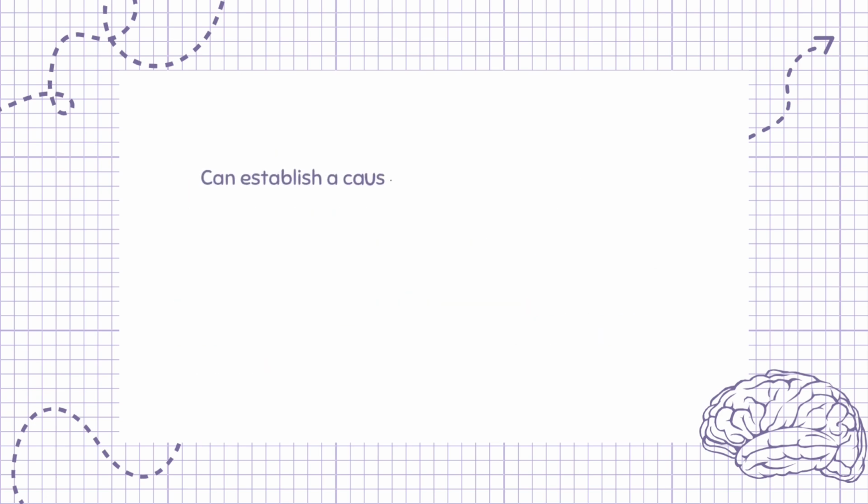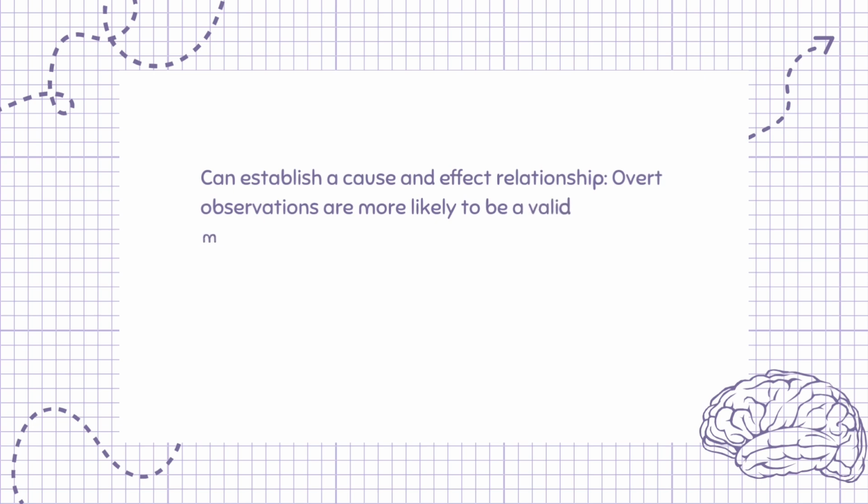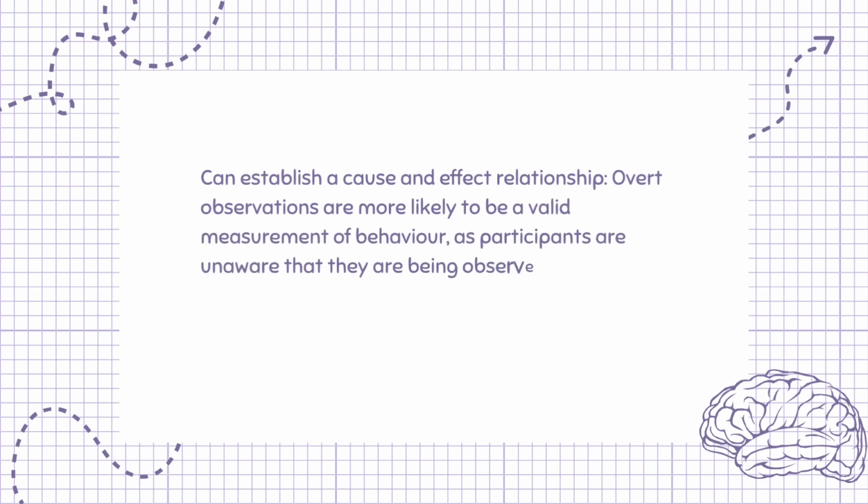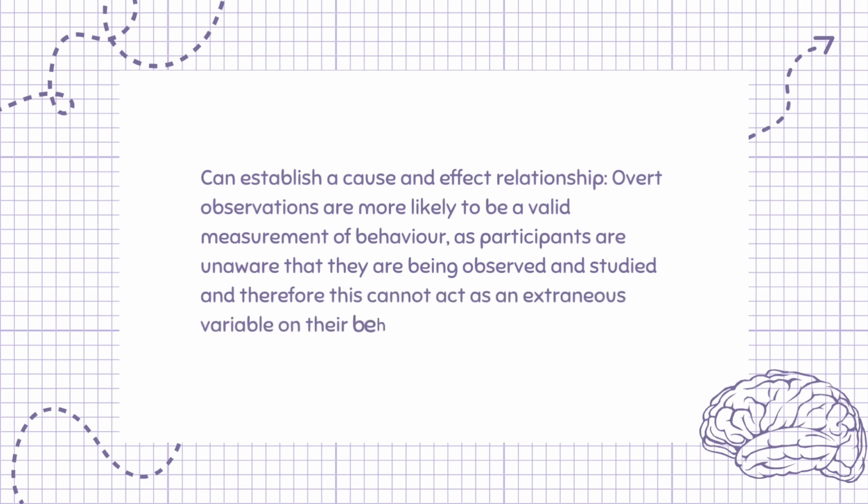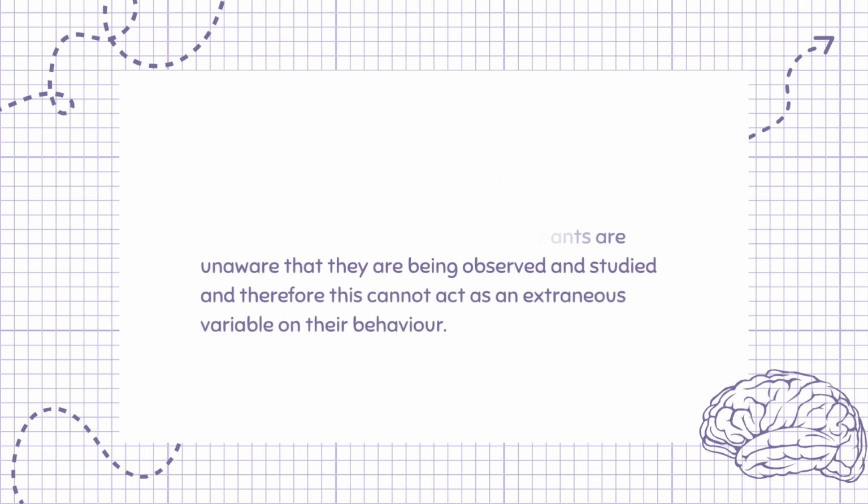Can establish a cause and effect relationship. Covert observations are more likely to be a valid measurement of behavior, as participants are unaware that they are being observed and studied, and therefore this cannot act as an extraneous variable on their behavior.